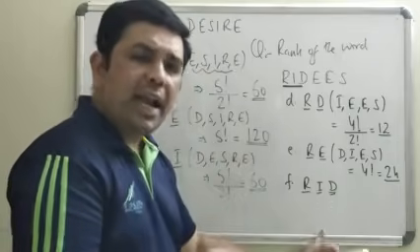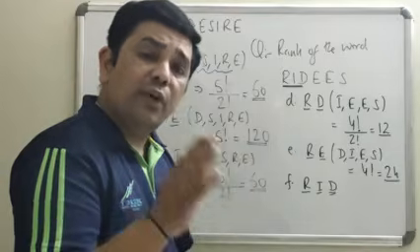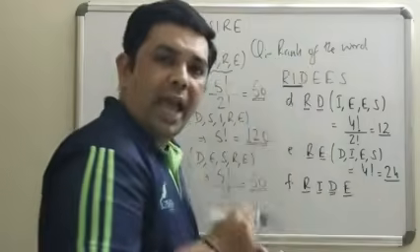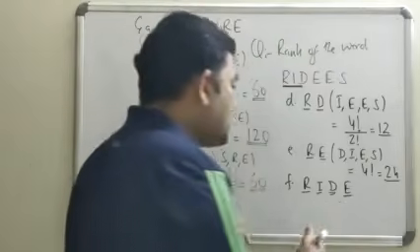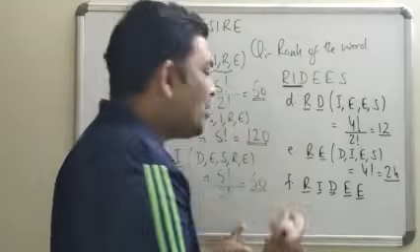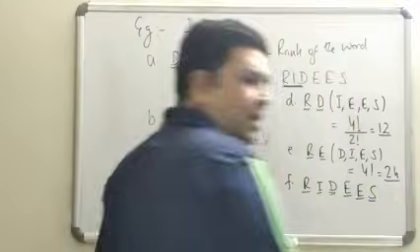Alright, after RID, what will be the next one that you will fix? Obviously E, as per dictionary. And when I fix E, what will be the next alphabet that I fix? Obviously E. And automatically what will be the last one? S.